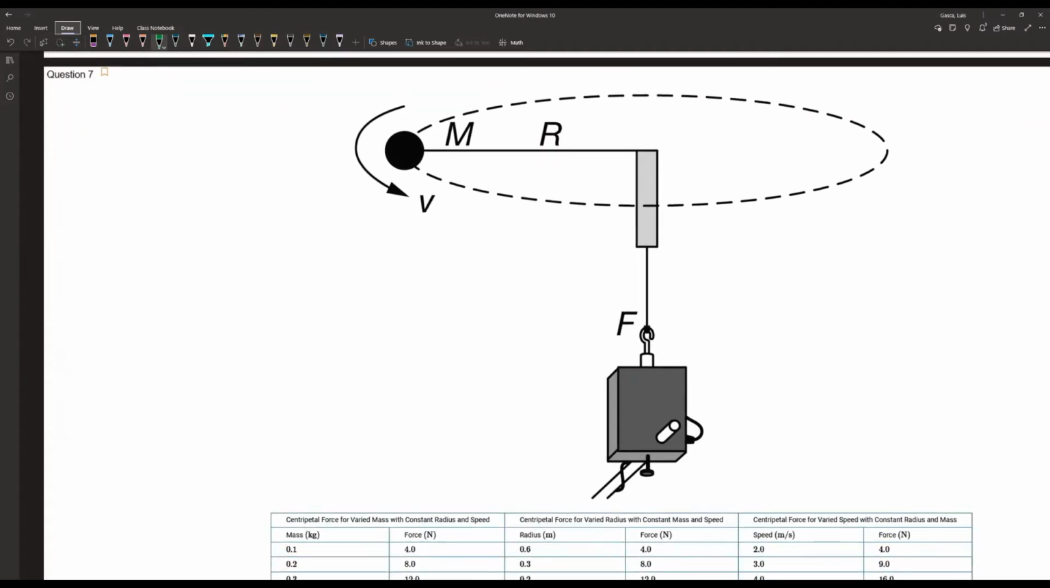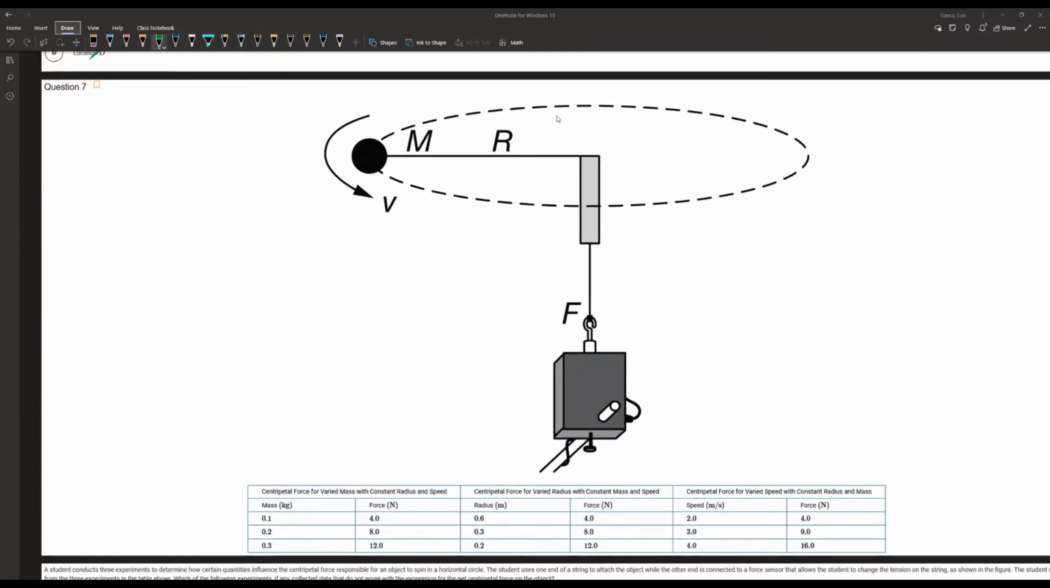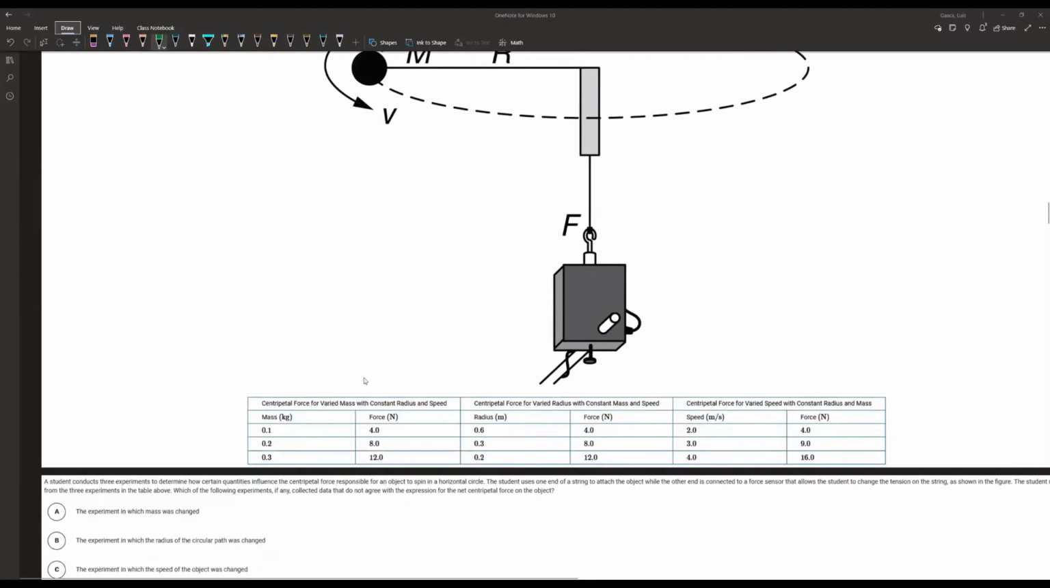Question 7. A little bit more. So here we have some kind of mass moving around in a circle of radius r, and it looks to me like this string is providing some kind of tension that is going to pull on a force sensor for us to measure that force. So it reads, a student conducts 3 experiments to determine how certain quantities influence the centripetal force responsible for an object to spin in a horizontal circle. The student uses one end of a string to attach the object while the other end is connected to a force sensor that allows the student to change the tension on the string as shown in the figure.